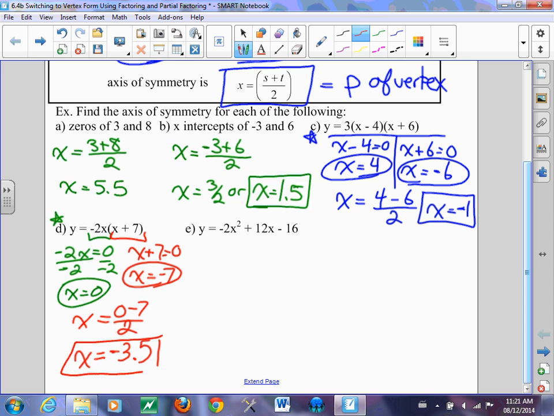Again, the axis of symmetry, guys, is a vertical line that goes through the vertex and makes a symmetry to the left side and the right side of the parabola. Okay, last question, ladies and gentlemen, taking a look here.